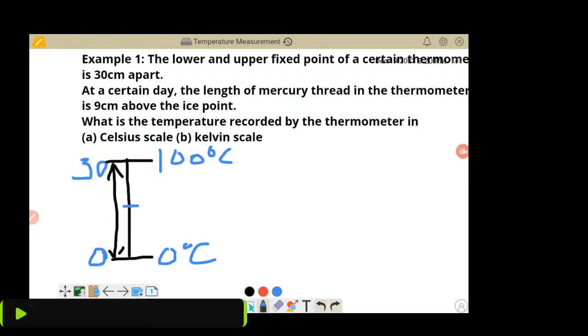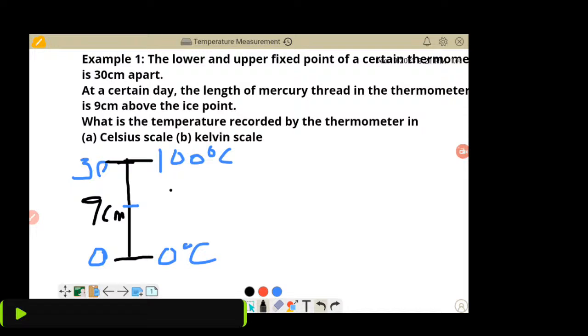Now the question is talking about the reading when the upper fixed point is 30 centimeters above the lower fixed point. Okay, now the question is: what would be the corresponding temperature when the mercury thread in the thermometer is just 9 centimeters above the ice point? That is, let's say this part is 9 centimeters.